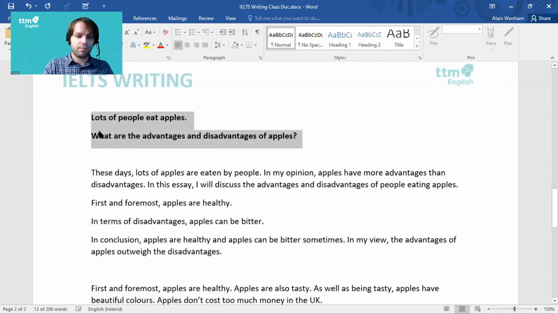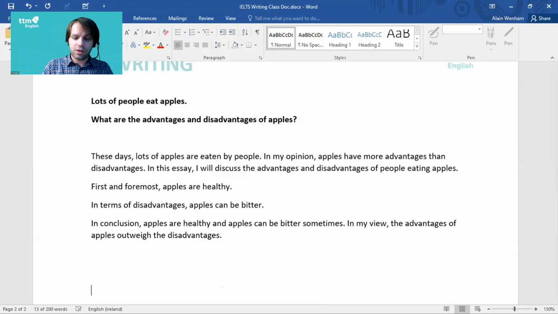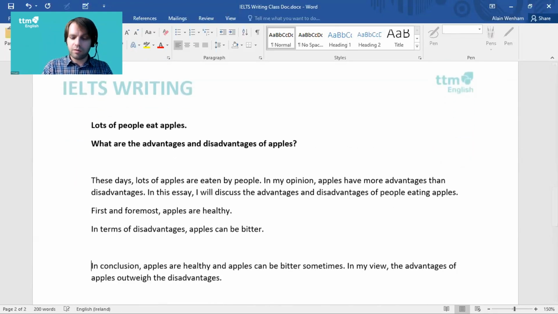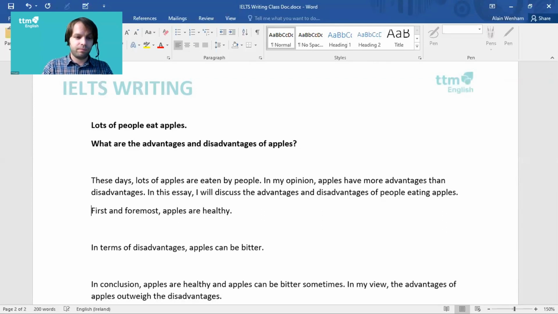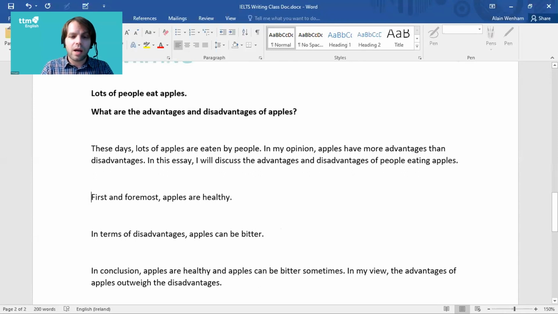Here is the question. Lots of people eat apples. What are the advantages and disadvantages of apples? And you can see here's my essay. There are 4 paragraphs. Obviously there's a problem. Let's think about this here. So just tell me when you finish reading. I've got lots of questions about this essay, not just the obvious ones.